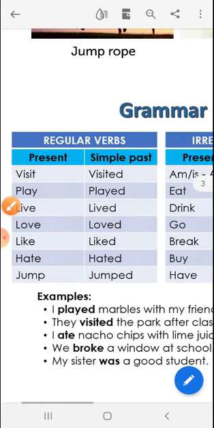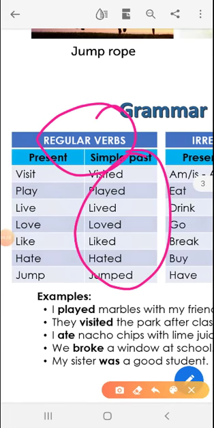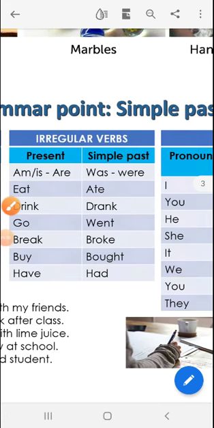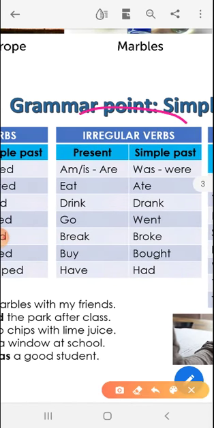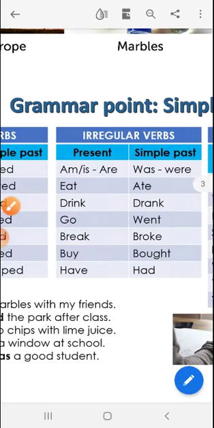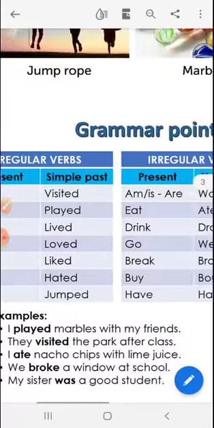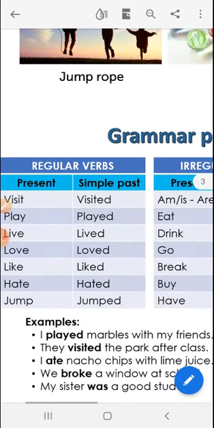Que ellos todos terminaban en ed, yes? Todos los regular verbs que vimos antes, todos terminaban en ed. But the irregular, pero los irregulares, they have different ways they are written. They are written differently. So, escriben de forma diferente. Okay? The only way to know the difference is to memorize. La única manera de hacer esto bien es memorizándolo.